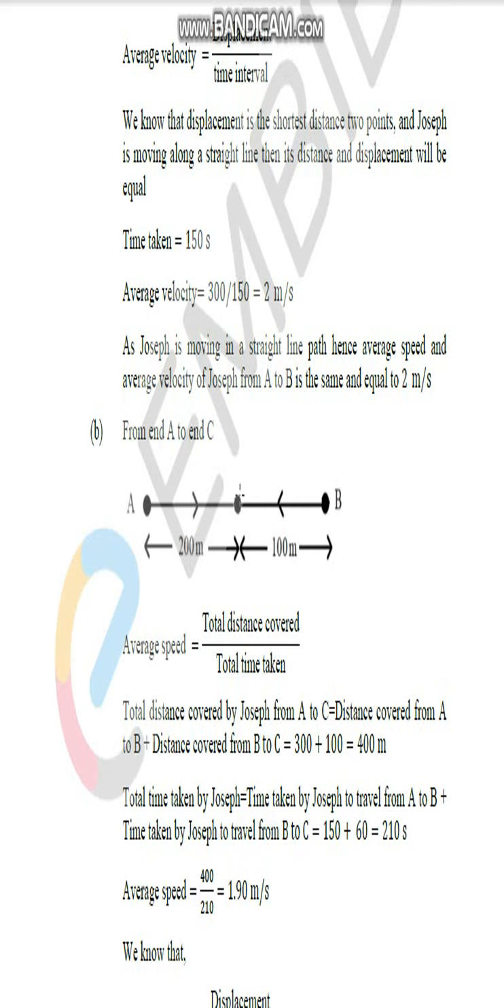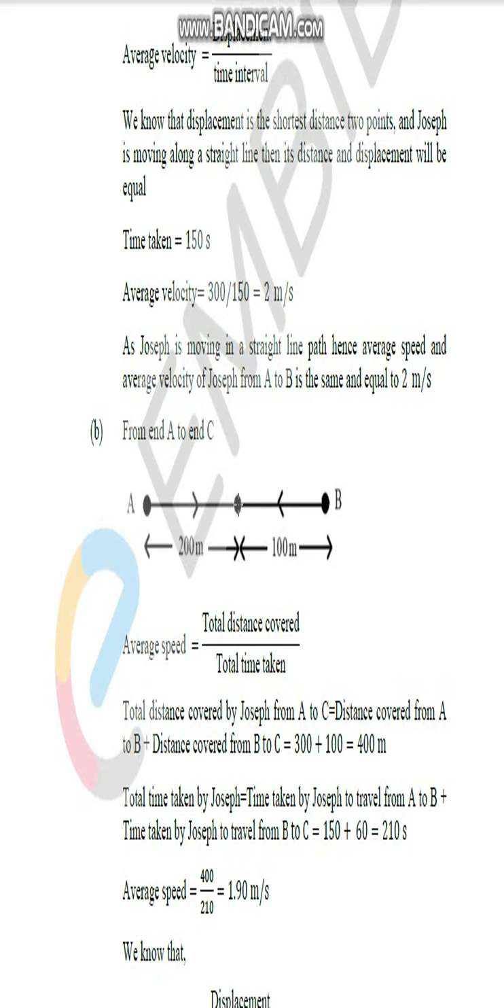Sorry, I haven't mentioned this. A to C is 200 meter, B to C is 100 meter, here is C, and from A to B is 300 meter. Okay, now I have to find average speed. Average speed is total distance covered upon time taken.